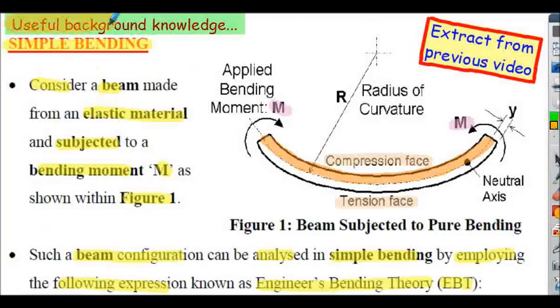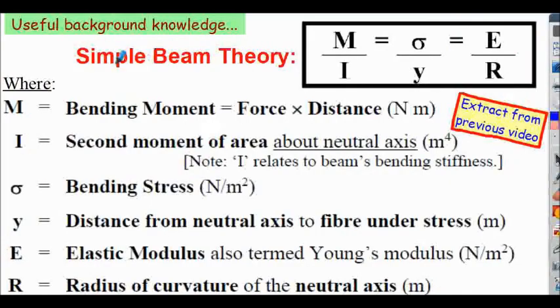Again, there's some useful background knowledge here. In a previous presentation we considered simple bending, showing a beam being bent, for example, into the shape shown on the diagram about what's termed its neutral axis. And within this study we considered simple beam theory, also referred to as engineer's bending theory, and the formula is stated at the top of the slide: M divided by I is equal to sigma divided by y is equal to E divided by R.